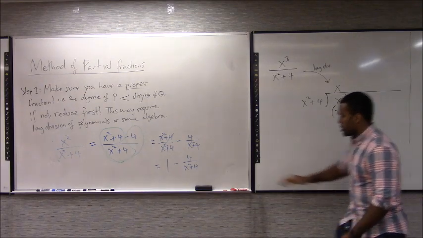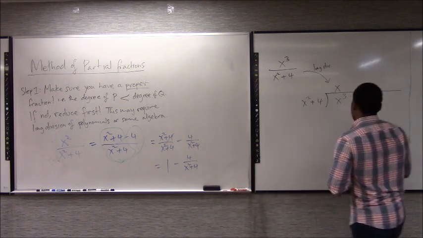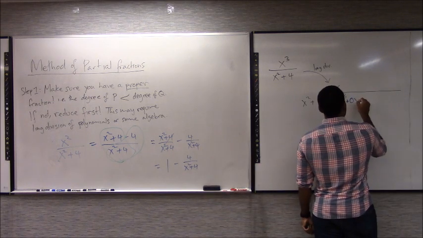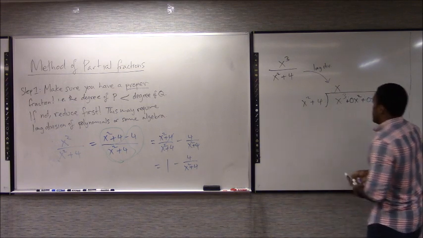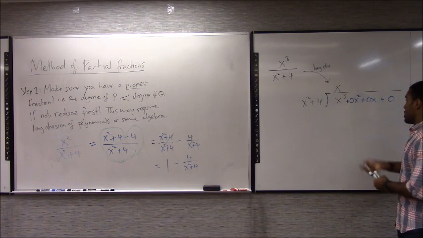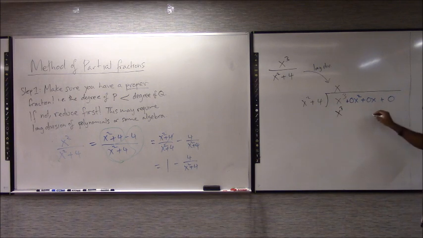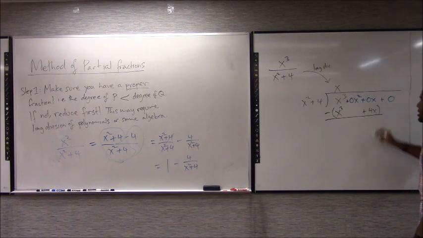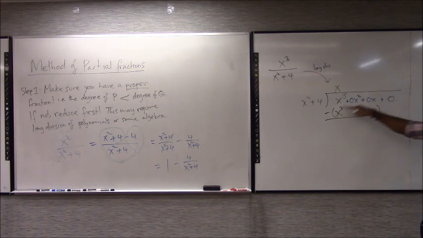Now, technically what you want to do is line these things up, because otherwise you can get in trouble. So a nice thing to do is to write some placeholders. Technically there's a 0x squared and a 0x and a 0. So divide the first guy into this, you get the result, take that result, multiply everyone here, you would get x cubed plus 4x. I'm going to line up the 4x with these x over here. And then you're going to subtract that line from the line above. x cubed minus x cubed, those die. 0x minus 4x, you get minus 4x.